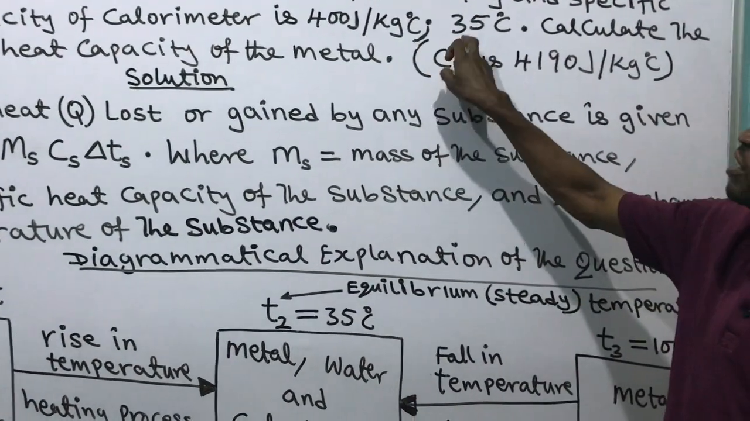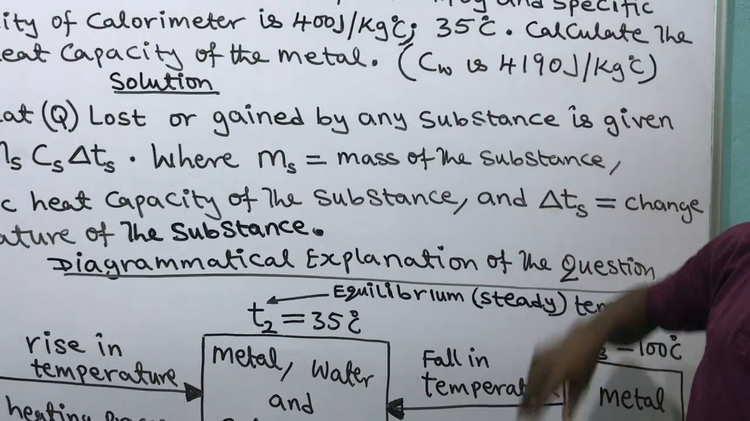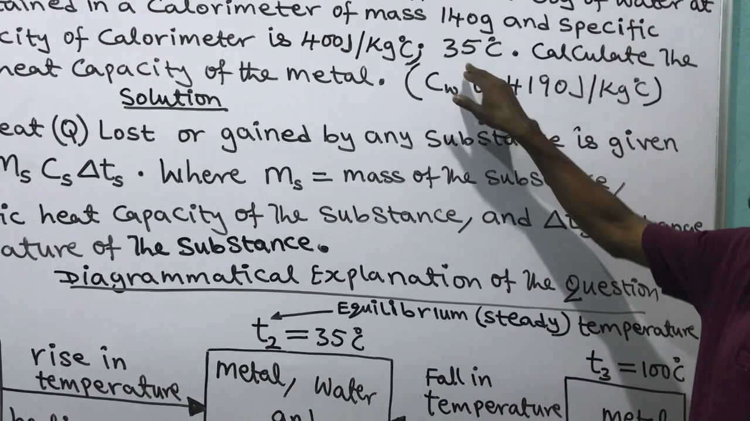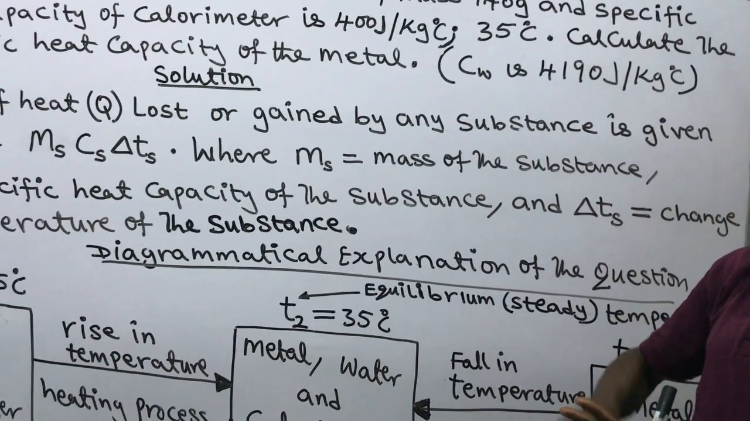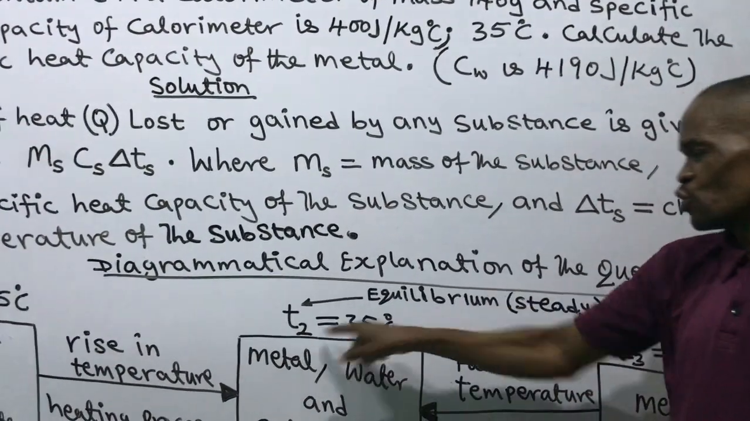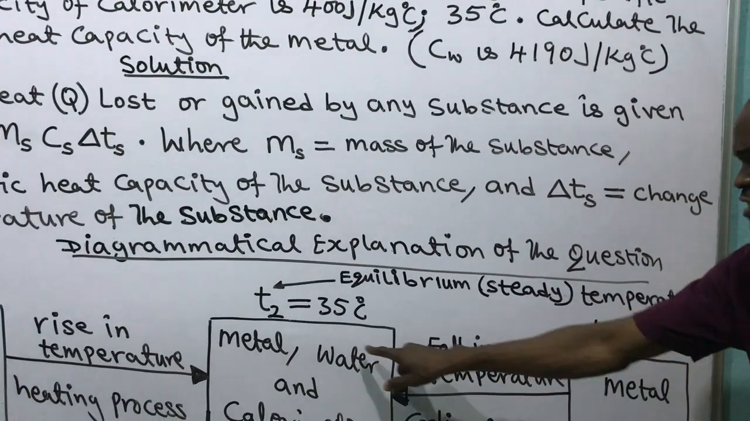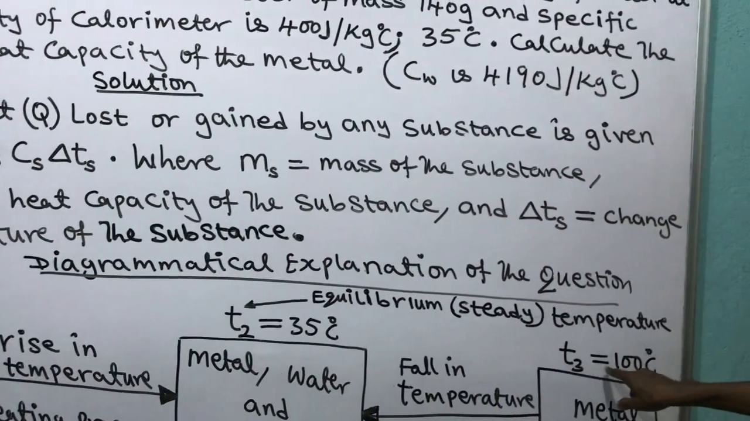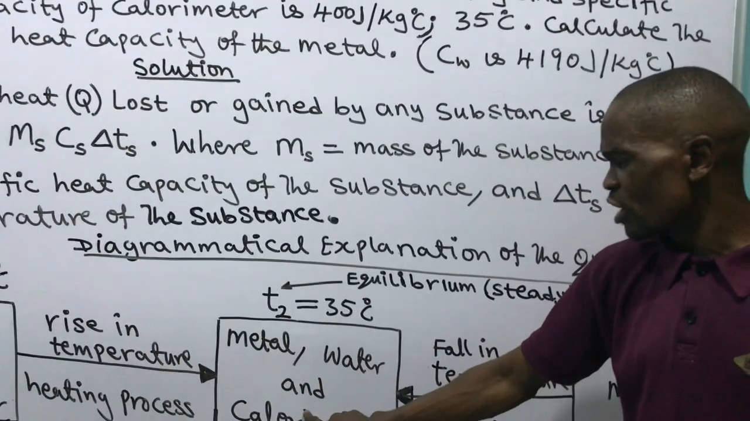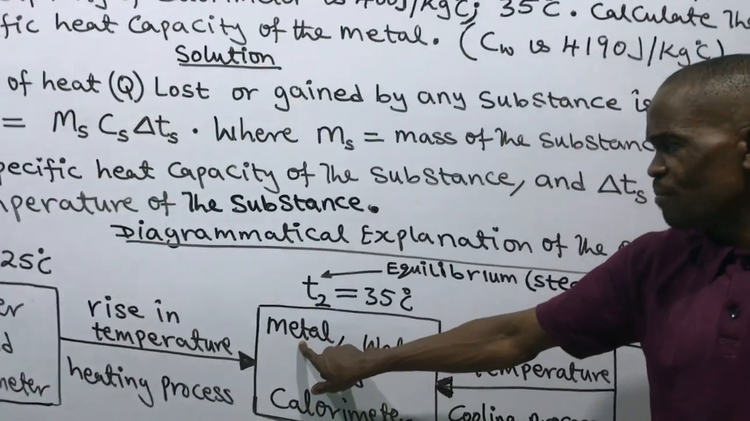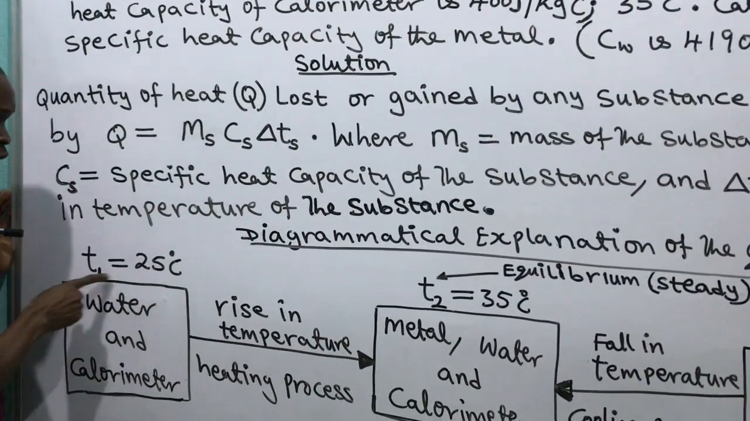And that's what they give you. Look at the question they give me here. They say, comma, 35 degrees centigrade. This 35 degrees centigrade is the steady temperature of the calorimeter, the meter, and the water. And look at it, that's what we call the equilibrium temperature. Before the meter landed inside this place, it was at 100 degrees centigrade. Before the water and calorimeter felt the impact of the meter, they were at 25 degrees centigrade.